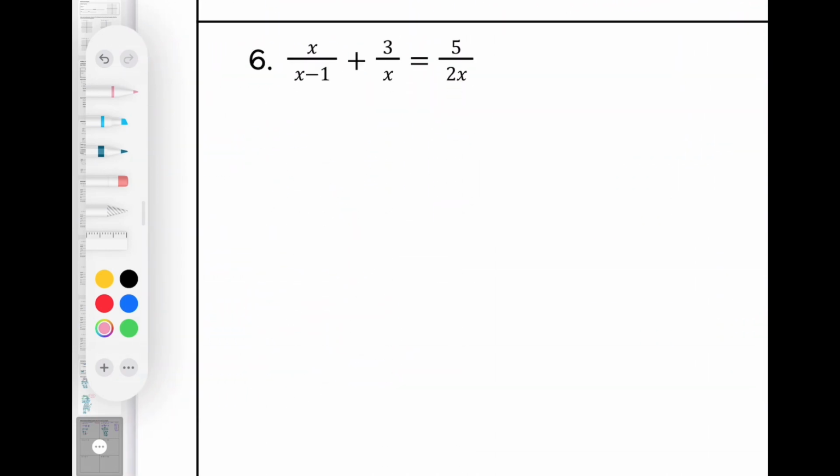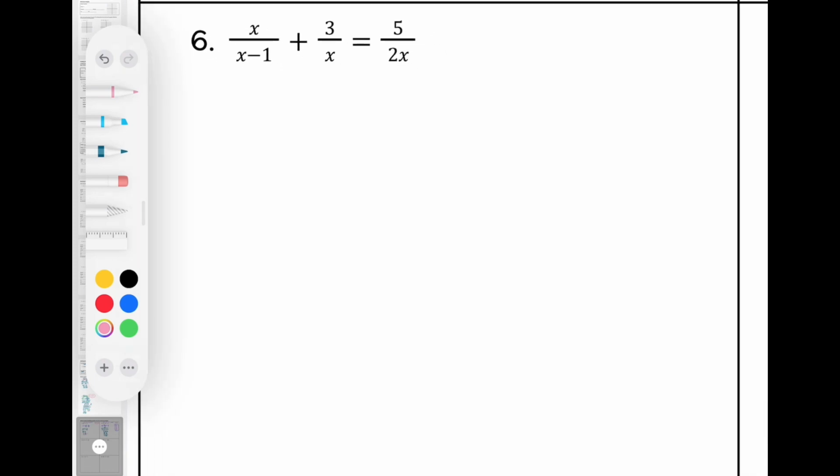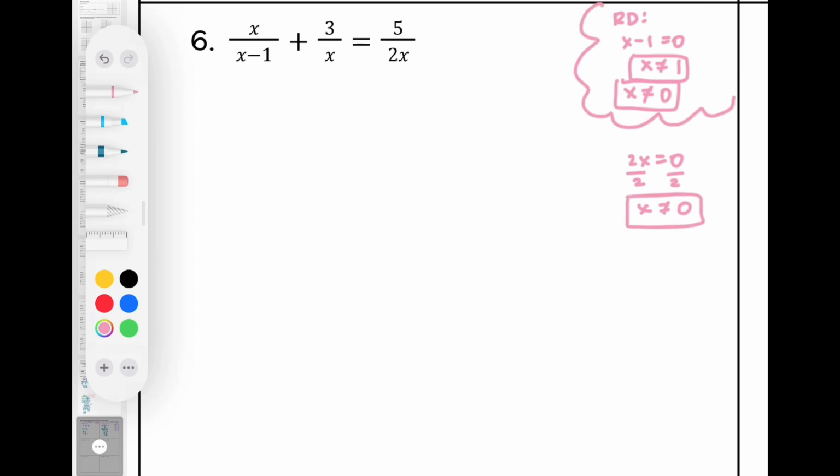This one is a little more complicated because we have a little bit more going on in the denominators. So let's find our restricted domain first. We have x minus 1, we have x, and we have 2x. So if we set those all equal to 0 and solve for x, then we have x can't equal 1, x can't equal 0, and 2x, divide both sides by 2, so x can't equal 0, which we already have up here. So we're just going to use this little part.